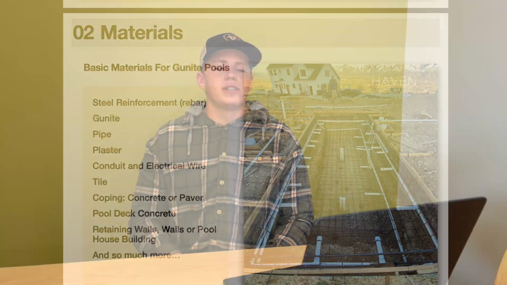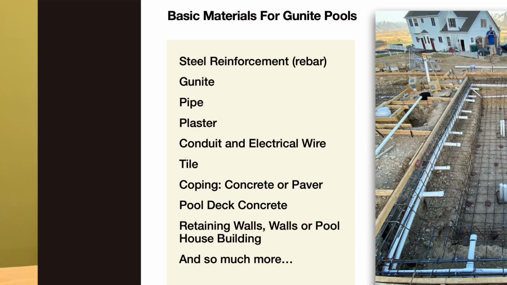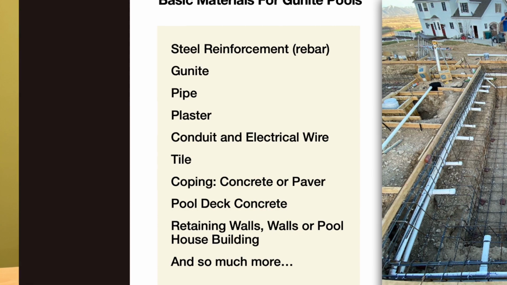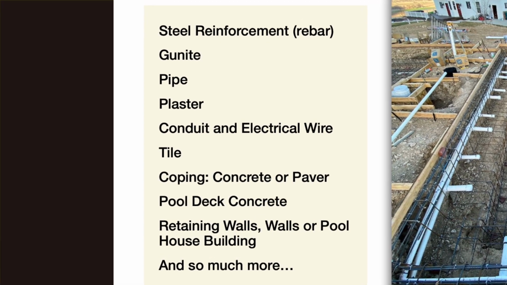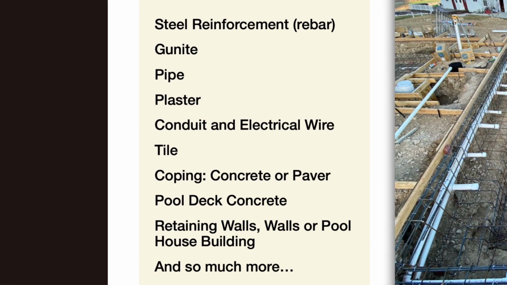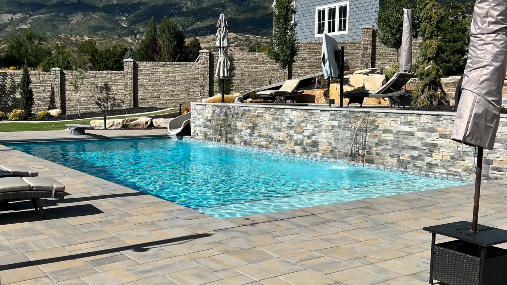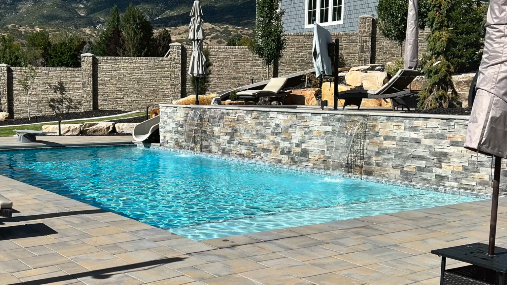Next, we have materials. So there's basic materials that go into gunite pools. You've got steel reinforcement or rebar, gunite, pipe, plaster, conduit and electrical wire, coping, tile, pool deck concrete that goes around your pool, pavers if you want to do pavers, retaining walls if they're needed, or pool house building. There's much more, but those are the biggest materials to consider.